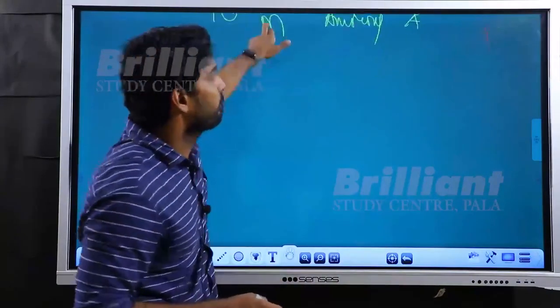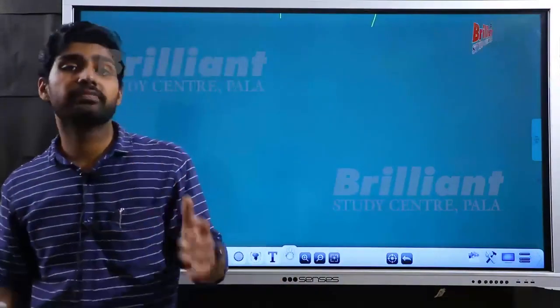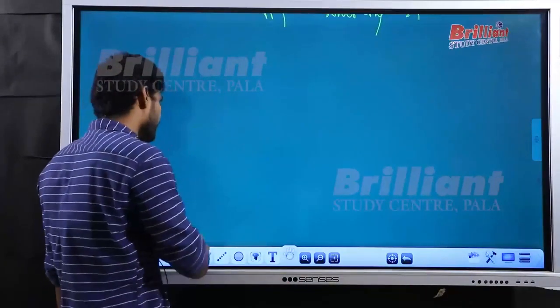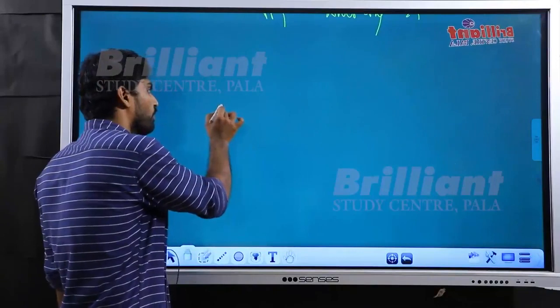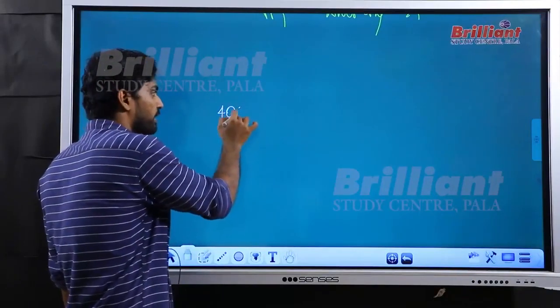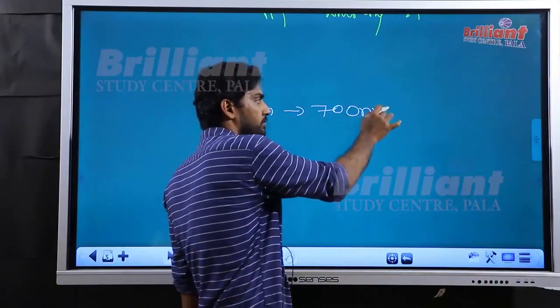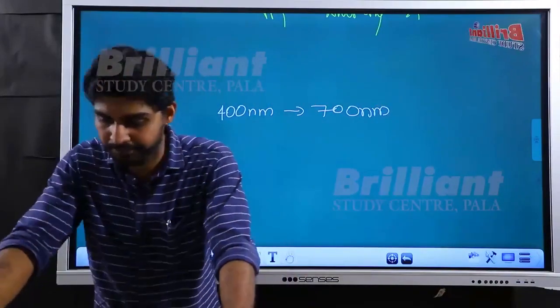Then we have the wavelength of light. What is the wavelength of light? The wavelength of visible light is of the order of, we know that the wavelength ranges from 400 nanometers to 700 nanometers. So that is one thing.